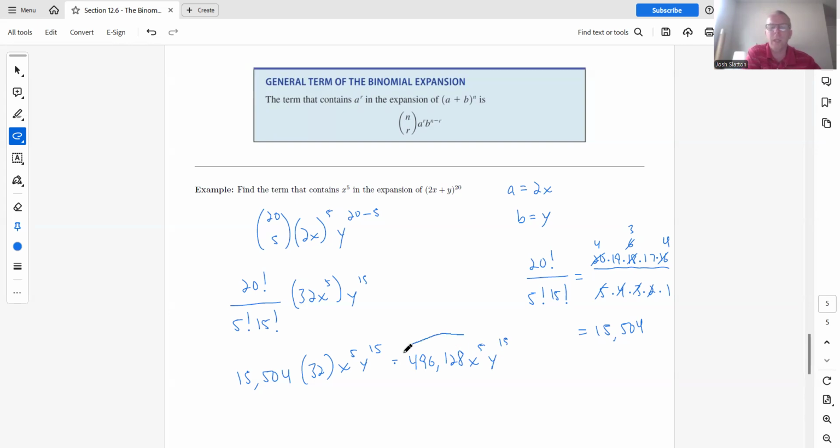And so you can see, you can get big numbers. It's very possible to get bigger numbers, especially if the exponent is big. So don't worry if you get something that seems outrageous, because it's very likely that's what you're supposed to get.